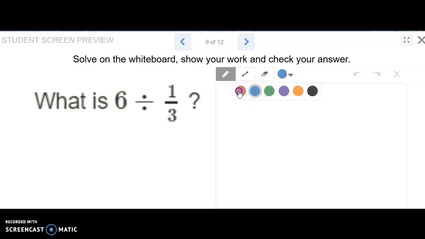Boys and girls, let's look at question number 9. It says to solve on the whiteboard, show your work, and check your answer. What is 6 divided by 1/3? Let's write that out on the whiteboard.